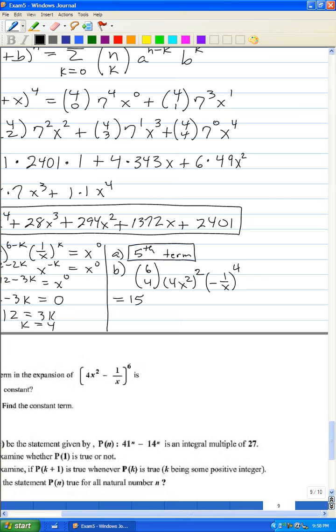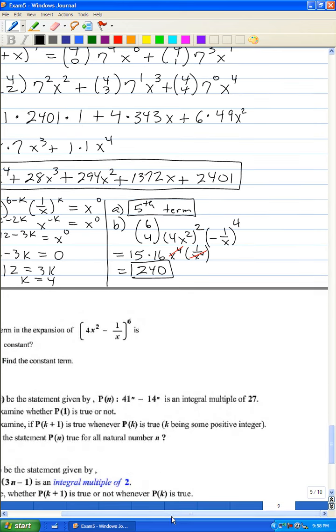4 is 15. Yes, that is correct. 4 squared is 16. X to the fourth. Negative 1 over x to the power 4 is 1 over x to the fourth. So the fourth powers cancel. So I just get 15 times 16. And so that's going to be 240. So my answer is 240.